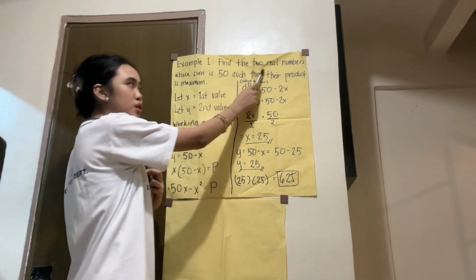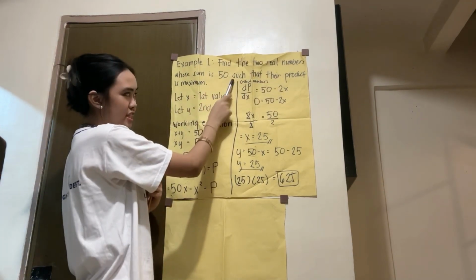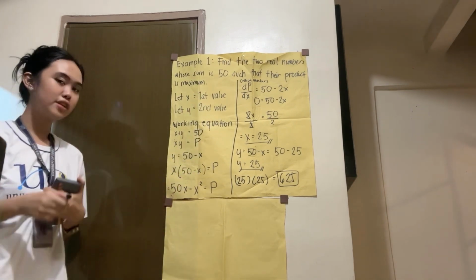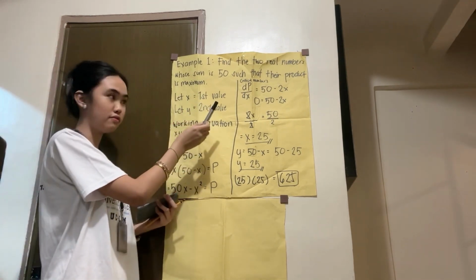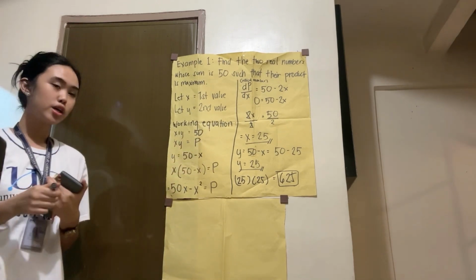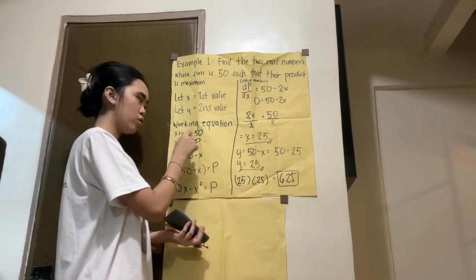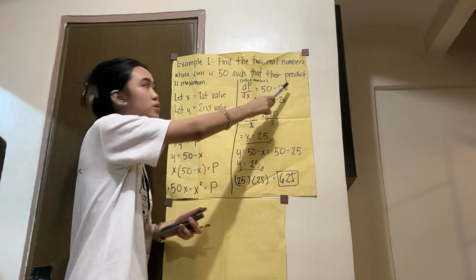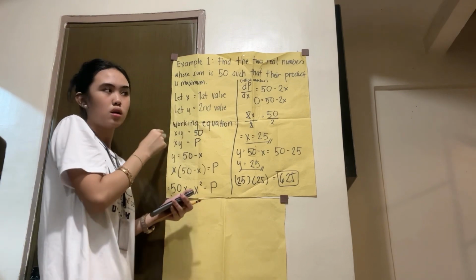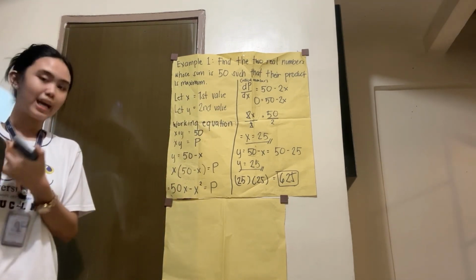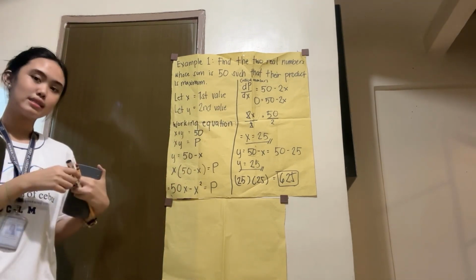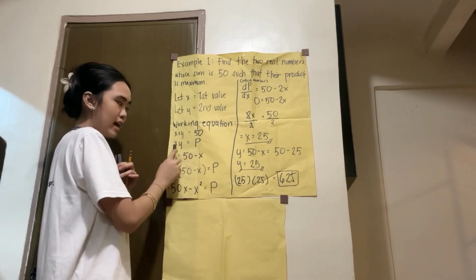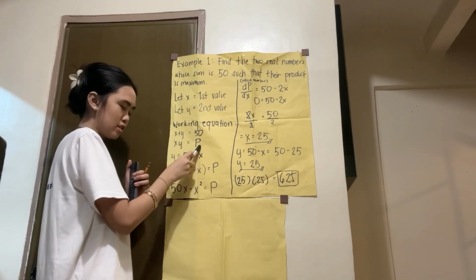Find the two real numbers whose sum is 50 such that their product is maximum. Let x be the first value and let y be the second value. So our working equation is x plus y equals 50. We also need their product to be maximum. To get the product maximum, we need to multiply x and y. So we need to use this formula: x times y equals the maximum product.